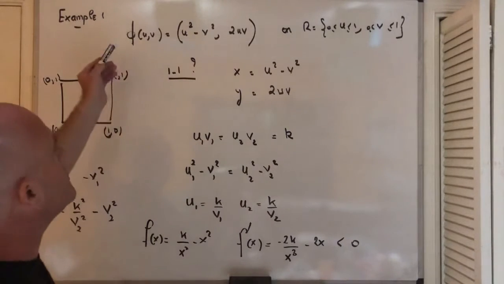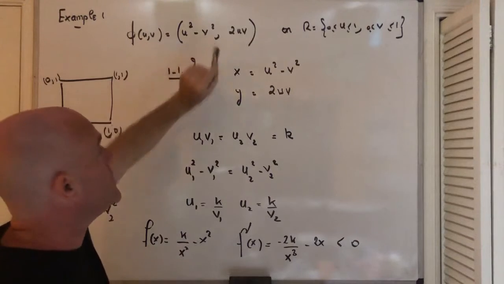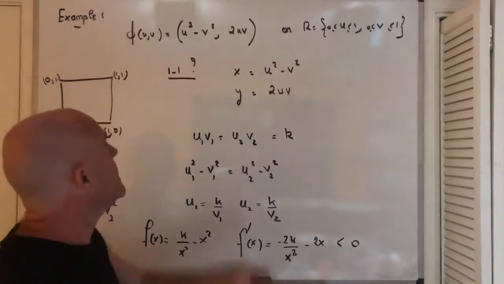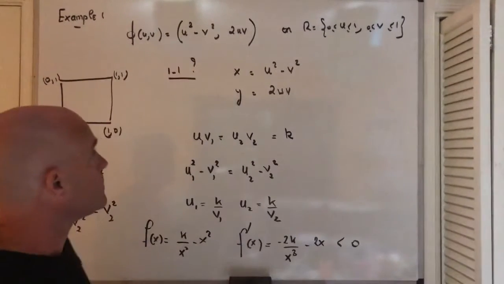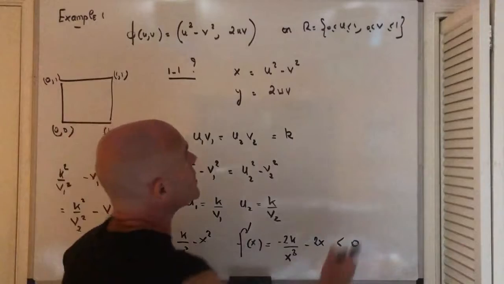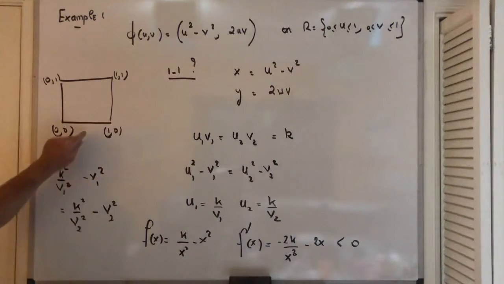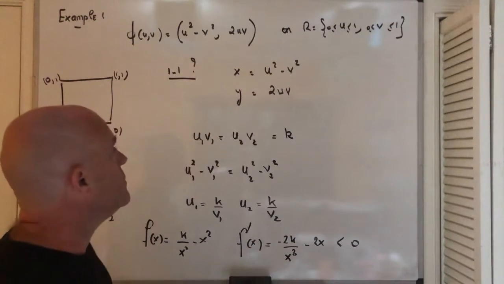All right, so this is the transformation. Phi of (u,v) equals u squared minus v squared. This is going to take the place of x, and y is going to be 2 times uv. And the domain on which I'm applying this transformation is simply the unit square, 0,1 cross 0,1. All right, so x equals u squared minus v squared, y equals 2uv.